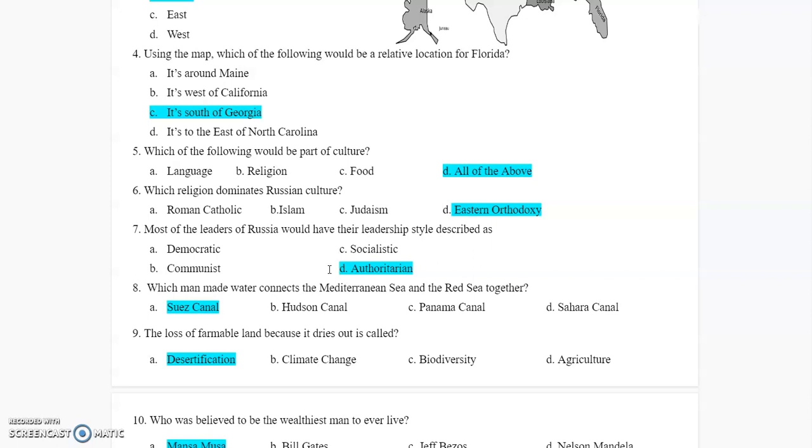They're not. Number 8, which is a man-made waterway that connects the Mediterranean Sea and the Red Sea? We're into North Africa, and that's the Suez Canal. Number 9, the loss of farmable land because it dries out is called desertification. It's not climate change, that's just looking at overall stuff. Biodiversity looks at the stuff that we have there, and then agriculture. You might think it's agriculture, but agriculture is farming. It's not the loss of that land. That land is desertification, losing that land to desert.